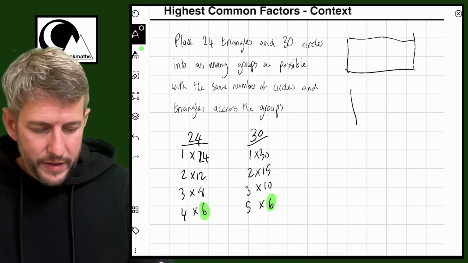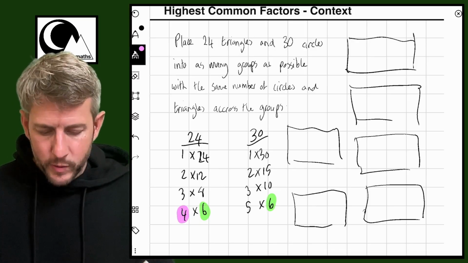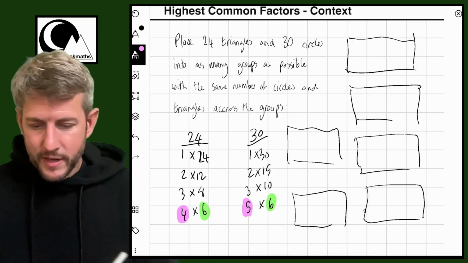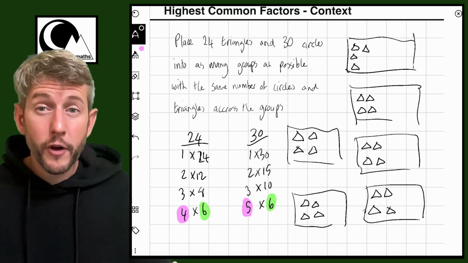I'll just draw them roughly here. And what this number here, remember, tells me is that I'm going to have 4 triangles in each group and 5 circles. So let's do that there. 1, 2, 3, 4, and then 5 circles.